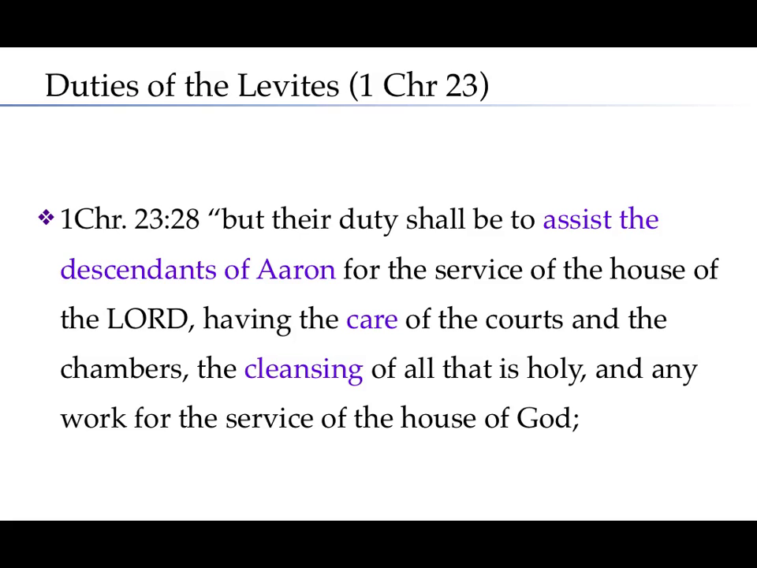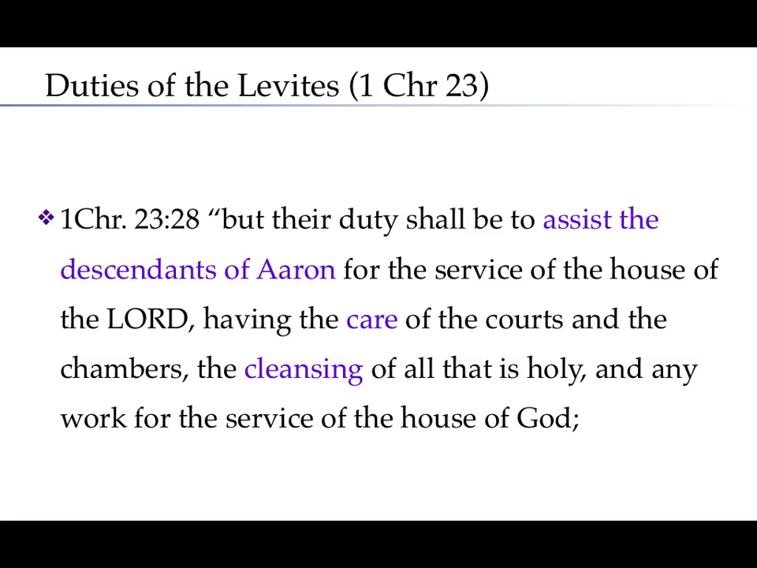But if you're a Levite, you're a lesser priest. It's like ranks or orders in the priesthood. Okay? So we just have to bear that in mind. It's not always clear. But David organizes the Levites here, and their duty is to assist the Aaronites, the descendants of Aaron, who are the priests, not the Levites.